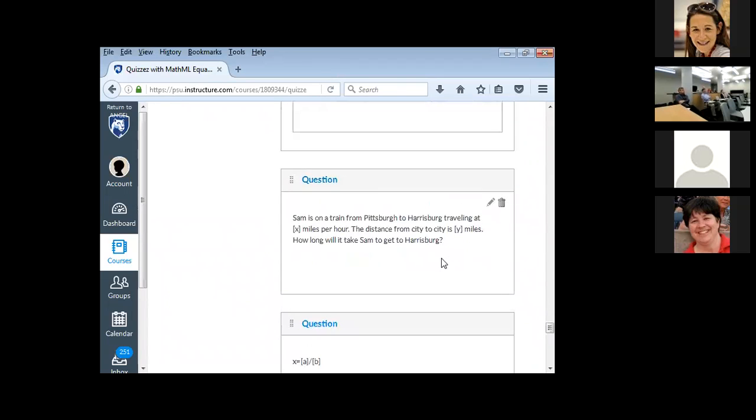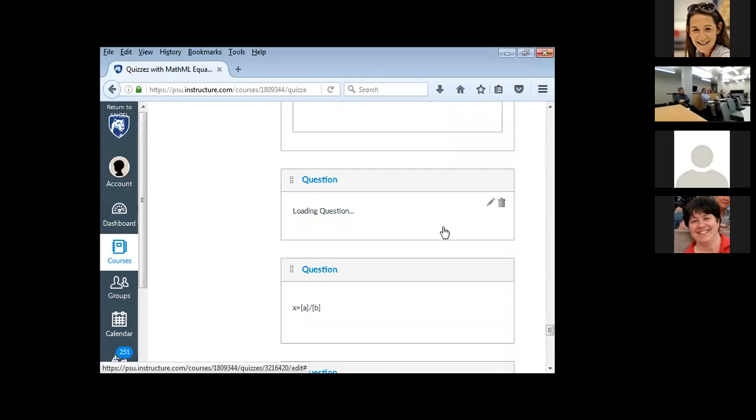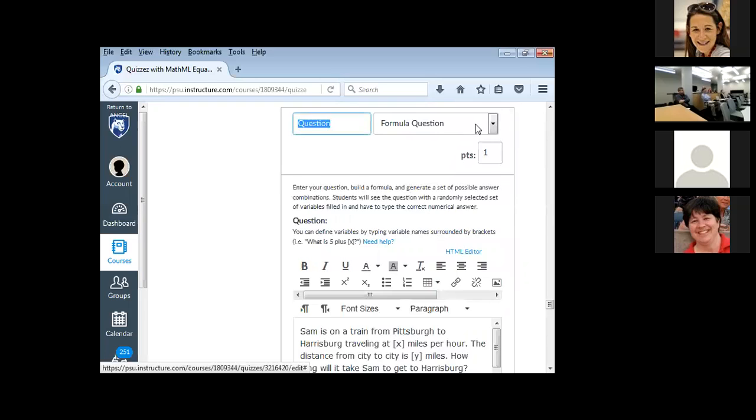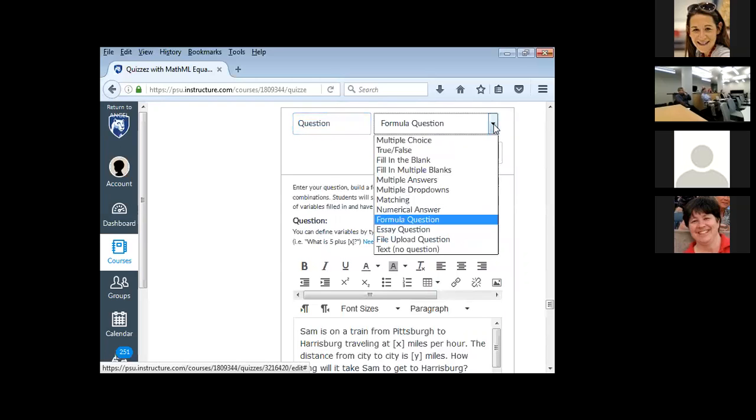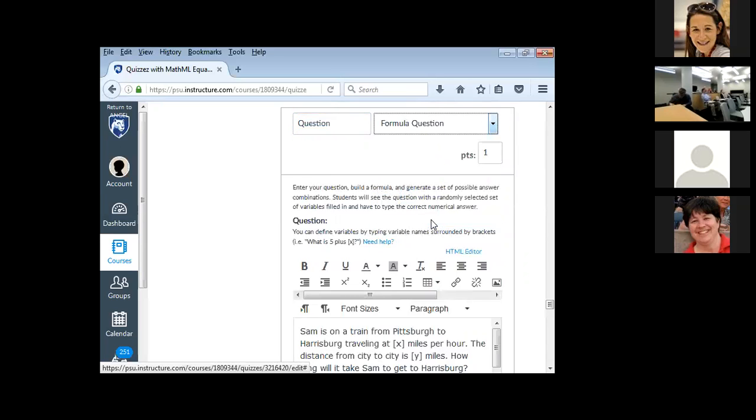So, sample word problem. Sam's on a train heading from Pittsburgh, traveling at X miles per hour. The distance is Y miles. How long is Sam's trip going to be to get between the two cities? If we edit the question itself, we can see that the question type is a formula question, and here are all the other choices for what types of questions you can put in. Again, very similar to what Angel had, but what I'm going to deal with are formula-based questions.